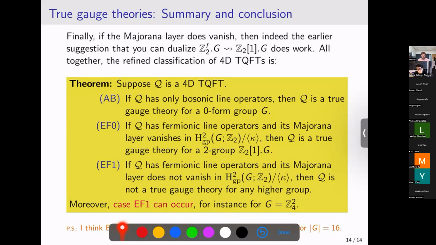And somebody like Dan Freed would perfectly happily admit these EF1 things because they are still given by a finite path integral. It's not that they're anything crazy, they're a perfectly mild thing. It's still a finite path integral. It's still just given by a Lagrangian, and there's nothing crazy about these. They're just not gauge theories. They're something else.